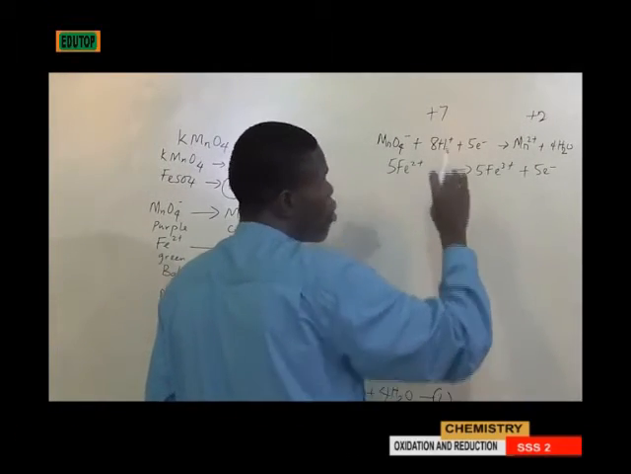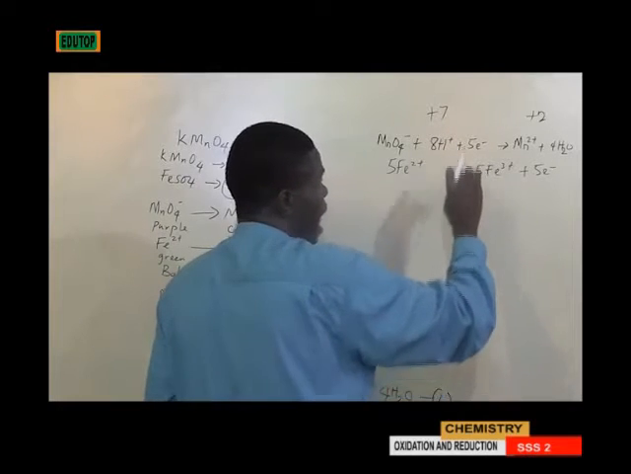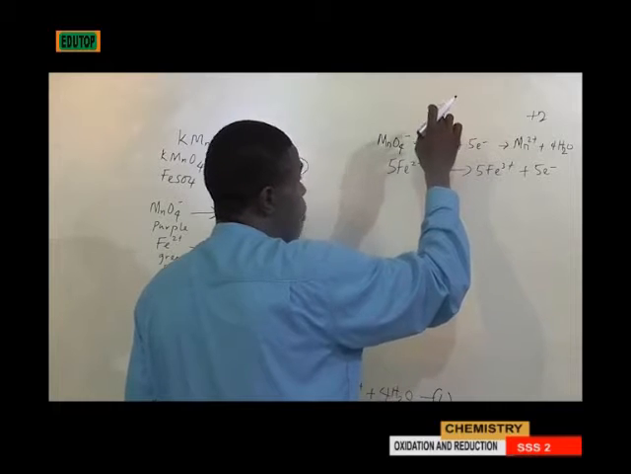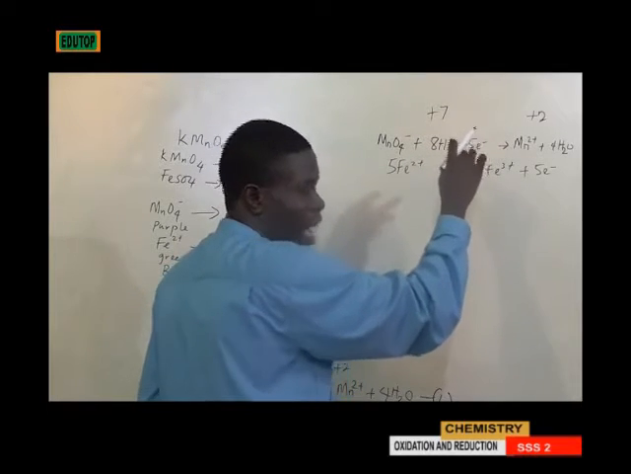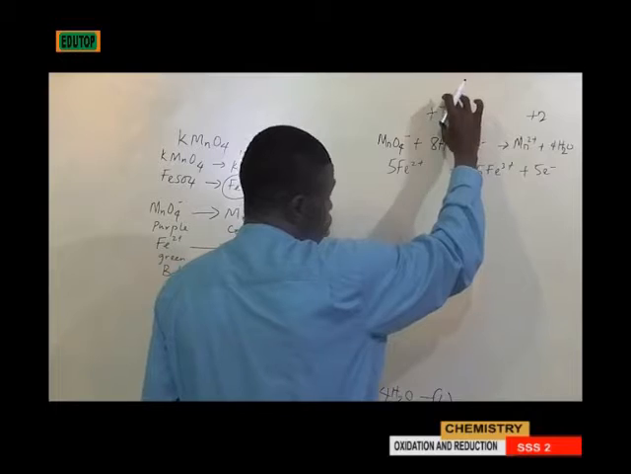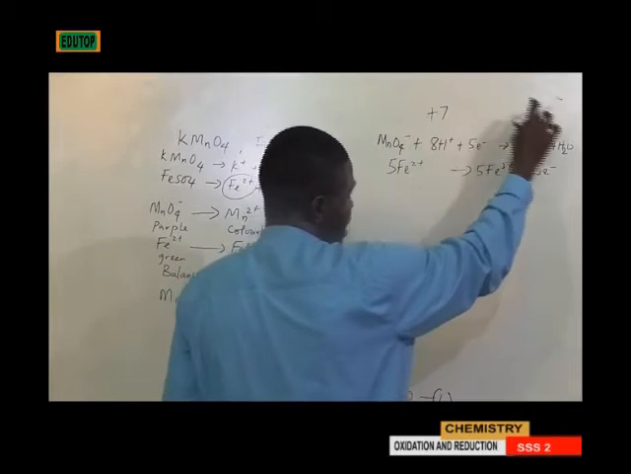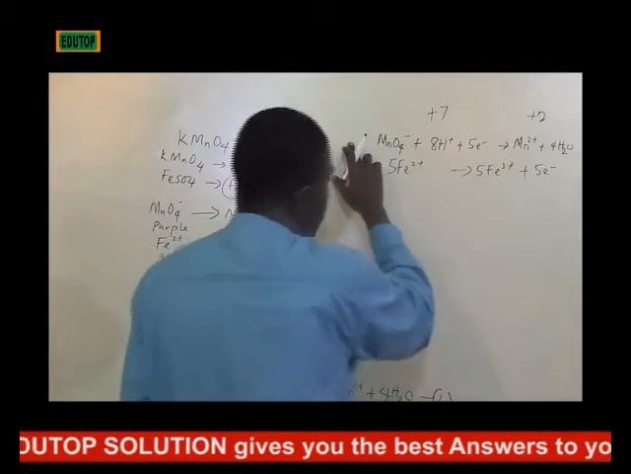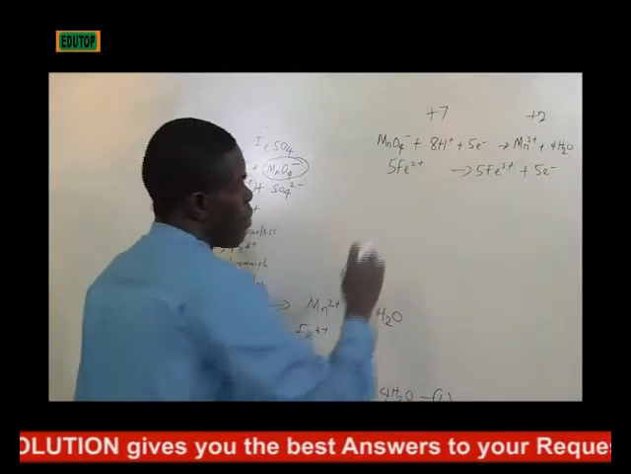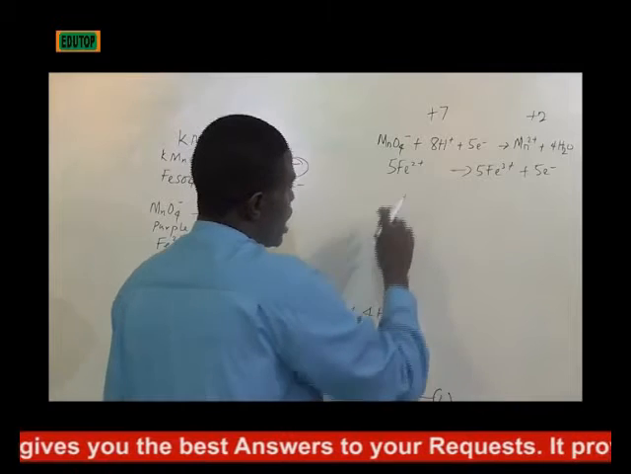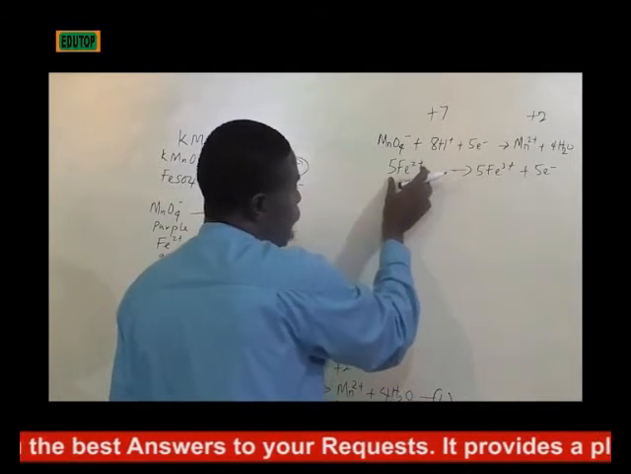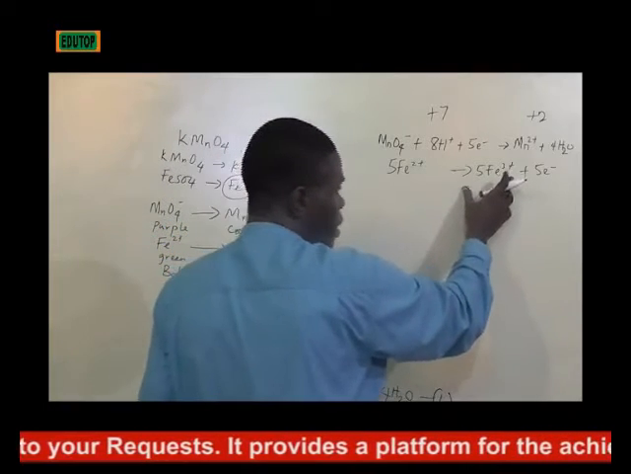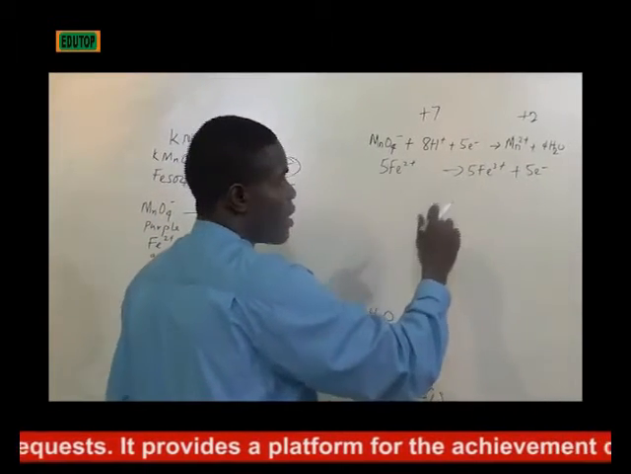So mind you, you must always make sure that electron is added to the oxidation number that is higher. And in this respect, the oxidation number on the left hand side is higher than that of the right hand side. That is for the first equation. For the second equation, it is also noticed that you have plus 2 charge on the left hand side and plus 3 charge on the right hand side.